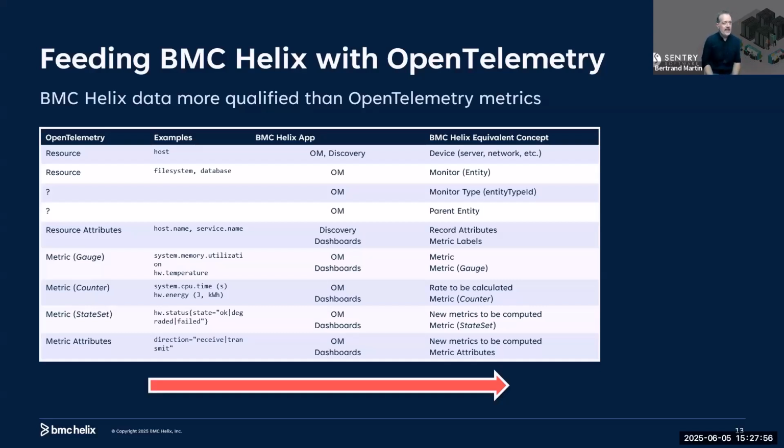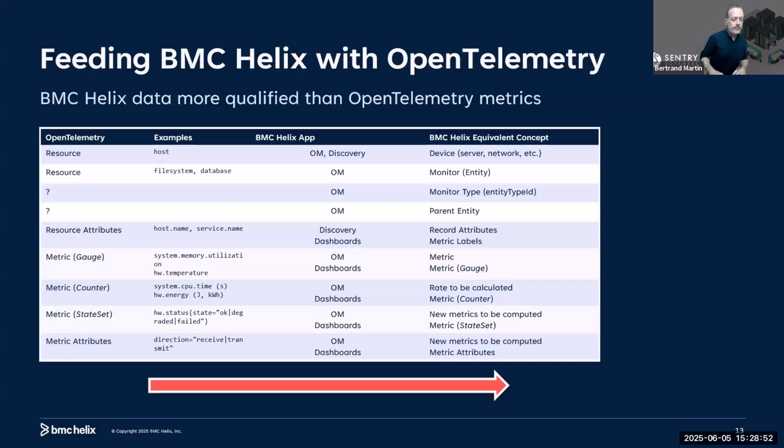So for example, first of all, OpenTelemetry is much more basic; the data is less qualified than what we have in BMC Helix. In BMC Helix, you have discovery, operations management, service management, dashboards, etc. And so the data that you have in BMC Helix is greatly qualified so that AIOps can actually run, detect, troubleshoot, and automatically fix things for you. OpenTelemetry is a standard that has been defined to be able to collaborate between different platforms, so it defines the minimum.